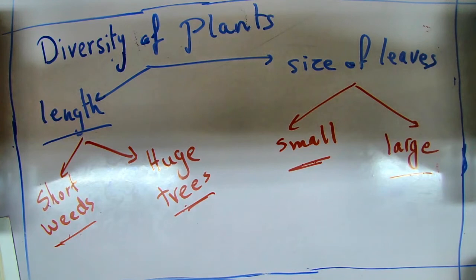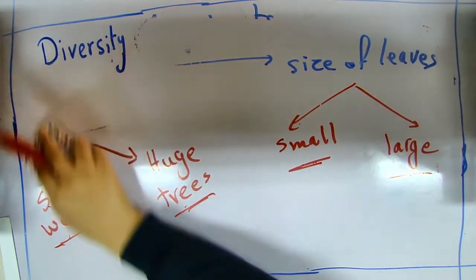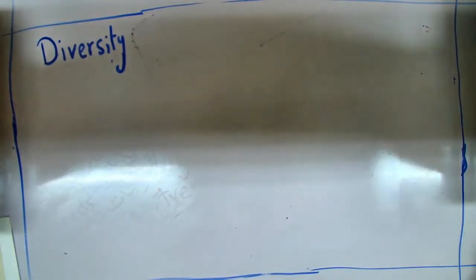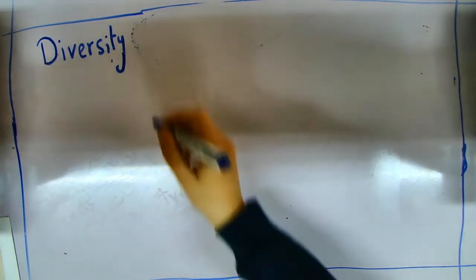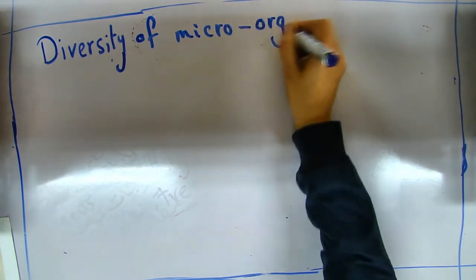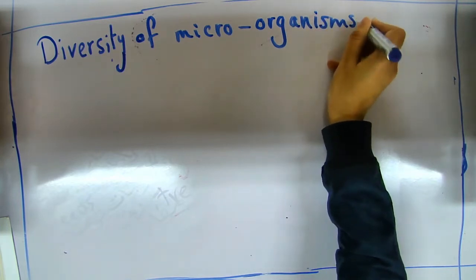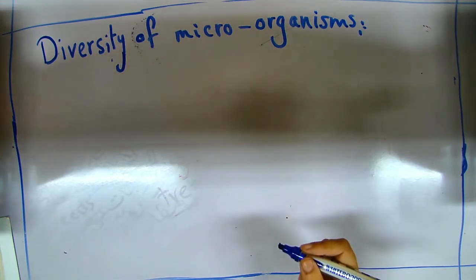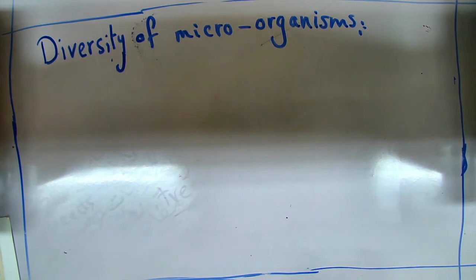Now we will talk about diversity of microorganisms. Microorganisms are living organisms that can't be seen by the naked eye, but they can be seen by microscope because they are very small. That's why they are called microorganisms.